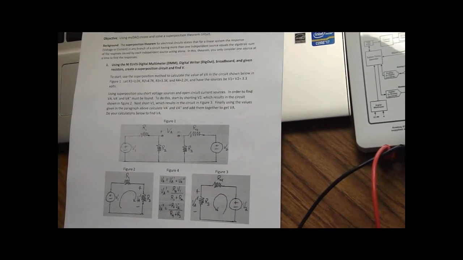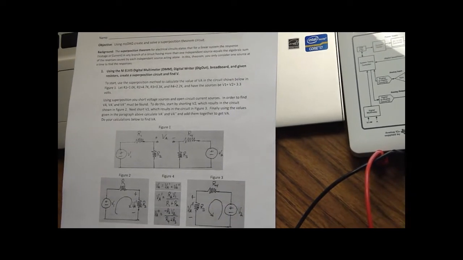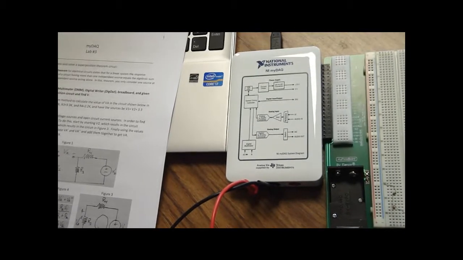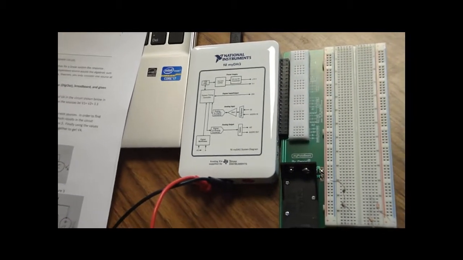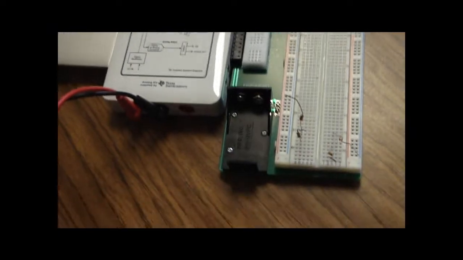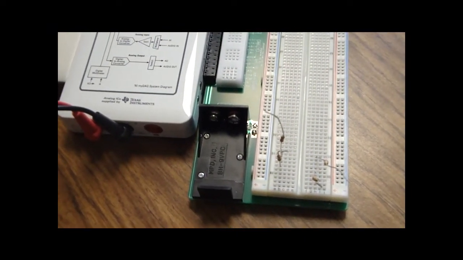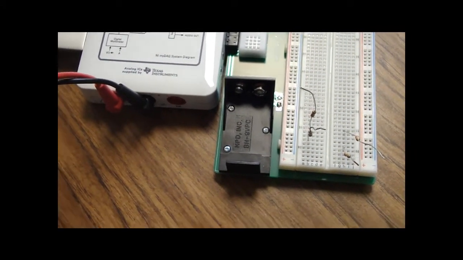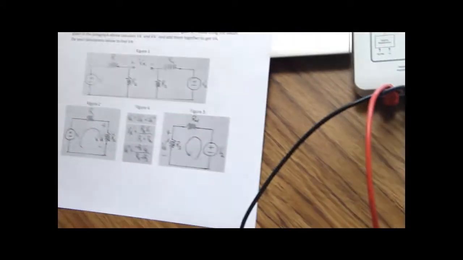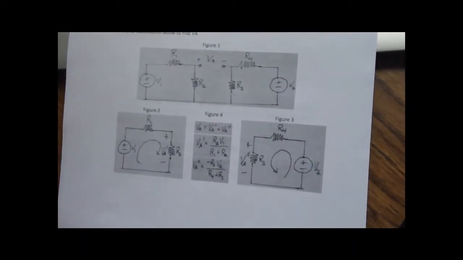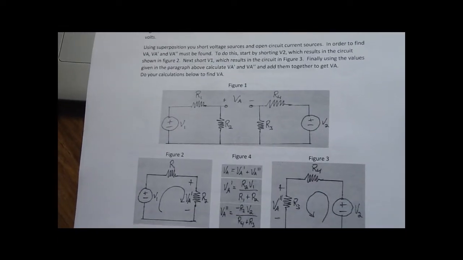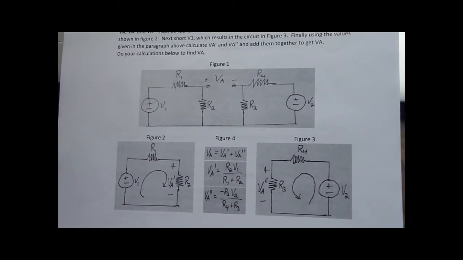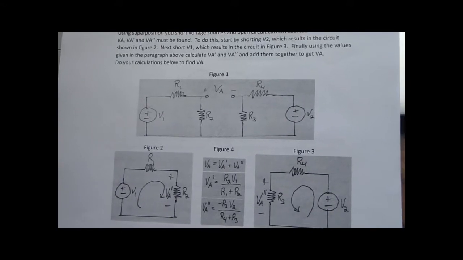So for part 1, we will be using the NI Elvis digital multimeter, the NI Elvis digital writer, the breadboard, and given resistors to create a superposition circuit and find VA. To start, use the superposition method to calculate the value of VA in the circuit shown in figure 1. Let R1 equal 1 k ohms, R2 equal 4.7 k ohms, R3 equal 3.3 k ohms, and R4 equal 2.2 k ohms. Both sources, V1 and V2, will equal 3.3 volts.